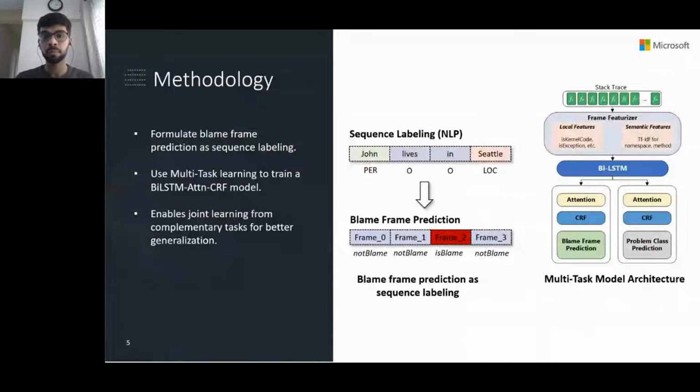To further improve performance on top of this BiLSTM-CRF, we use a novel multitask learning procedure where we train the model to predict not just the blame frame, but also the high-level symptom of the crash. For example, was it a stack overflow problem? Was it a zero division? Was it a null pointer error? And so on. Learning these two tasks jointly enables us to improve our performance as well as the generalization of the model a lot.